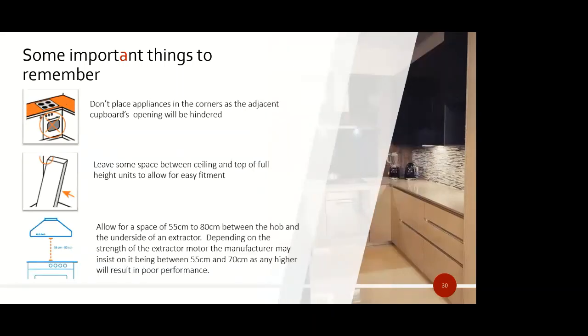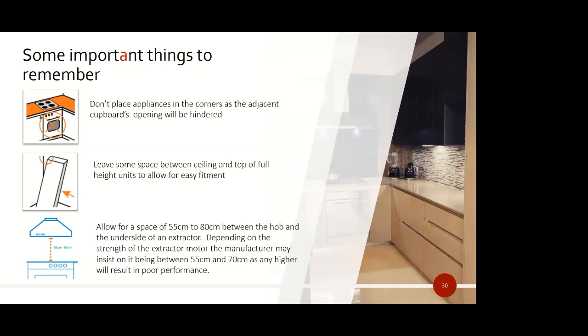And then also, of course, not placing any appliances in a corner adjacent to cupboards. It will hinder the opening of the cupboards. Also keep in mind drawer units. It will be awkward to have a drawer unit placed right in the corner and next to it a door unit, hampering the opening of both of these units. Then leave some space also between the ceiling and the top full unit heights. This just allows for easier fitting of the cupboards as well.